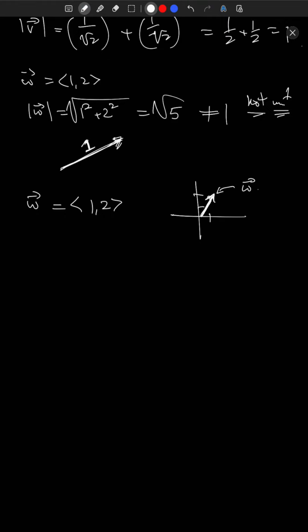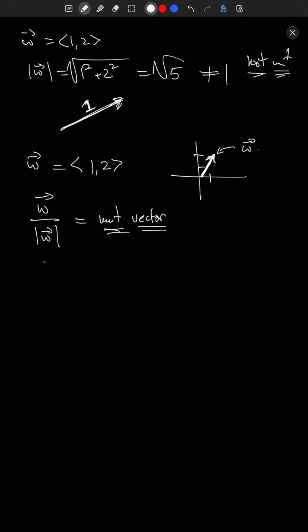Well, luckily for us, it's really, really easy. w over its own length, that's always a unit vector. If you take a vector and you divide by its own length, then you always get a unit vector. Of course, with the exception of the 0 vector, but obviously you can't do it in that case. So, by the way, what does it mean when I write w divided by the length of w? The length of w is a number. What do I mean by divide? Well, that actually means w times 1 over the length, scalar multiplication.